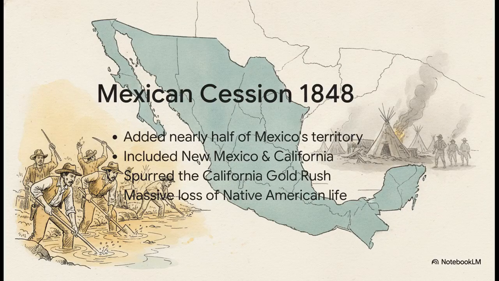The sheer scale of the 1848 Mexican cession was just staggering. We're talking about the U.S. acquiring nearly half of Mexico's entire territory, including what is now New Mexico and California. Almost instantly, the California gold rush hits and the population out there just explodes. But we absolutely have to recognize that this rapid, chaotic influx led to a massive and devastating loss of Native American life in the region.